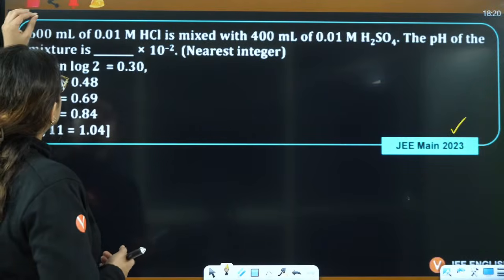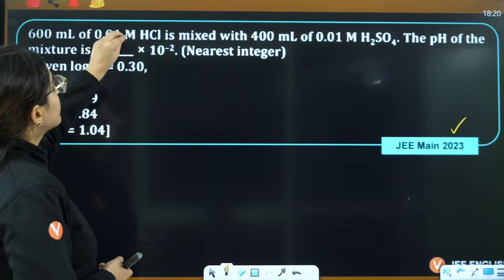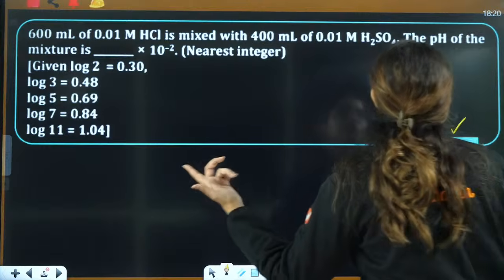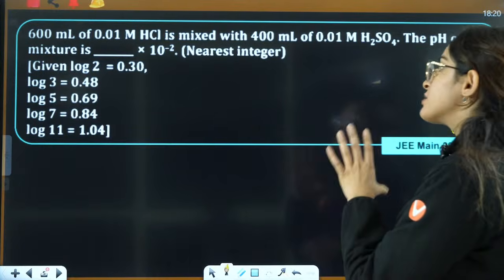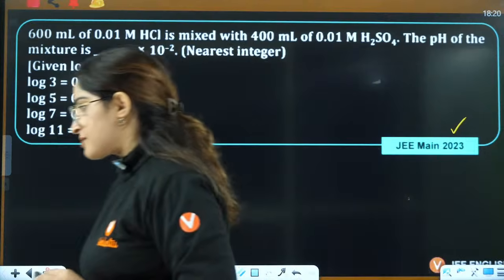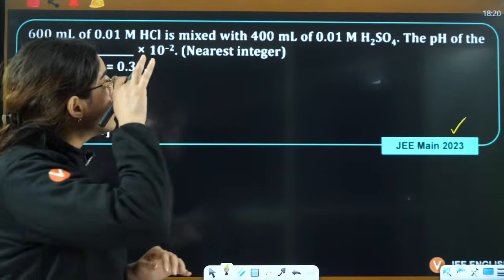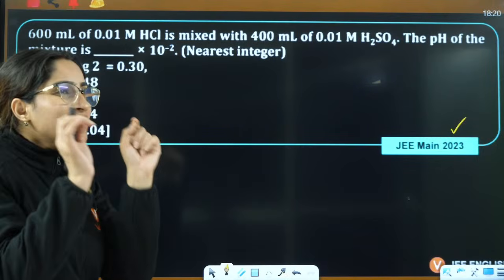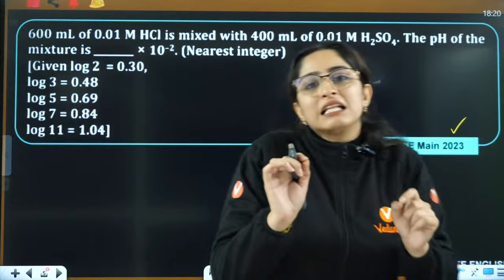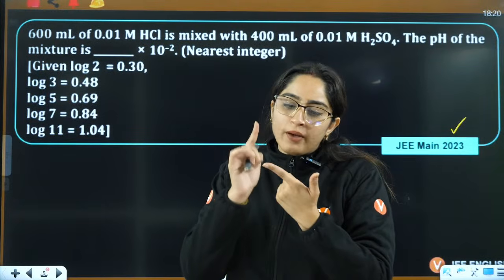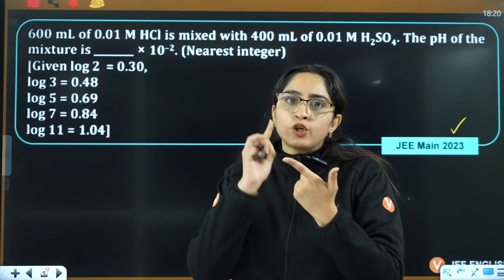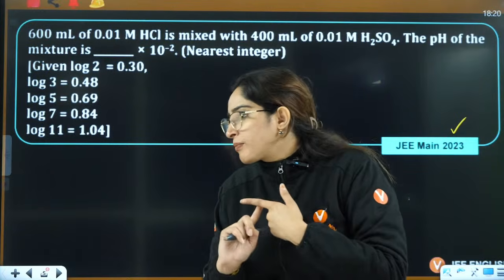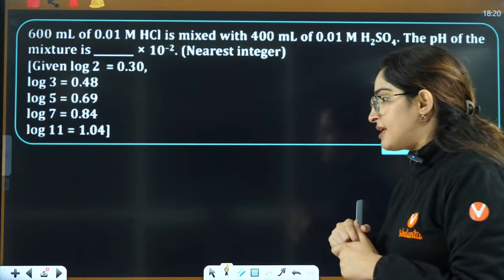Okay, so 600 milliliters of 0.01 molar HCl is mixed with 400 milliliters of 0.01 molar H2SO4. The pH of the mixture is going to be what? This is what they are asking you here, right? So everybody focus here, right? 600 milliliters of this much HCl. Firstly, tell me what kind of pattern this is. Is this strong acid, strong base, strong acid, weak base, two strong acids, two strong bases, or one strong acid, one strong base? What kind of situation can you see here, right?